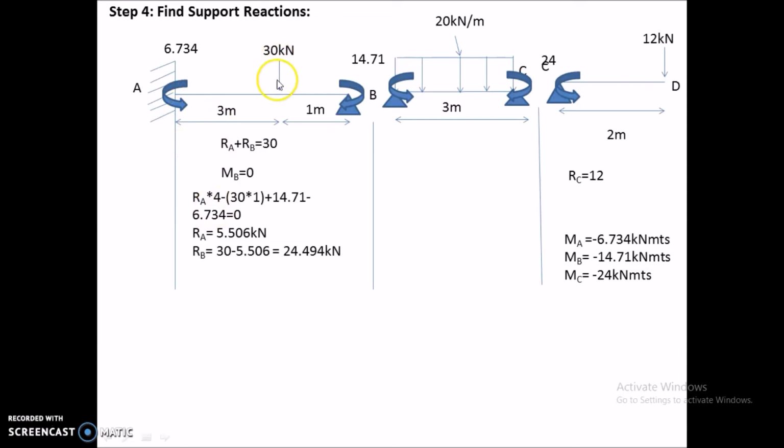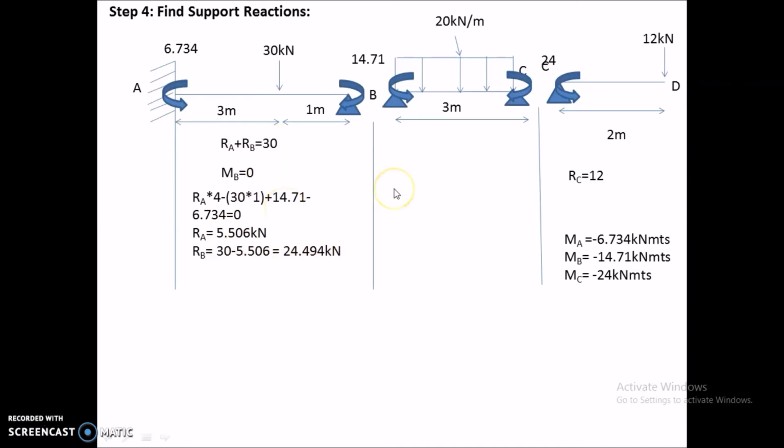And coming to this 30, minus 30 into 1, since it is acting left side anti-clockwise, it is negative, and plus 14.71, and again this value is left side anti-clockwise, it will be negative, minus 6.734, which is equal to 0. By solving this, we will get the Ra value as 5.506 kilonewtons, and by substituting this Ra value here, we will get the Rb value as 30 minus 5.506 kilonewtons, which is 24.496 kilonewtons.